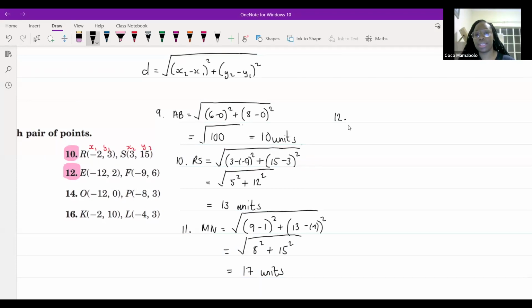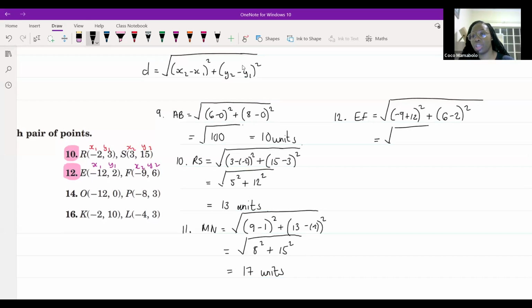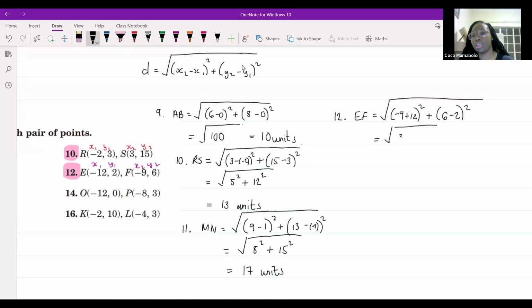Number 12 is EF. Again, I'm just going to label x1, y1, x2, y2. EF is equal to the square root of -9 minus -12, so that's plus 12, all squared, plus 6 minus 2, all squared. If you punch that into your calculator, it'll give you -9 plus 12, that is 3 squared plus 4 squared. That'll give us the square root of 25, which is 5 units.